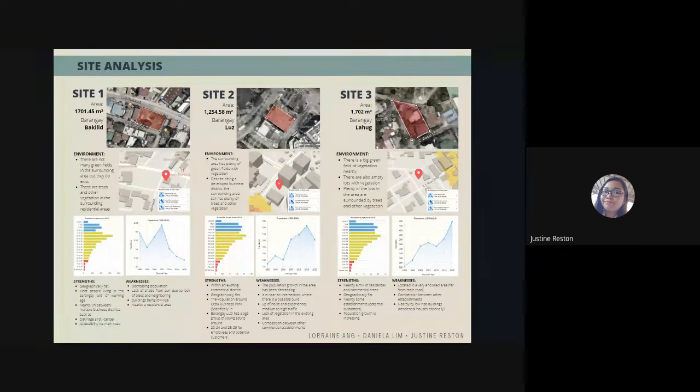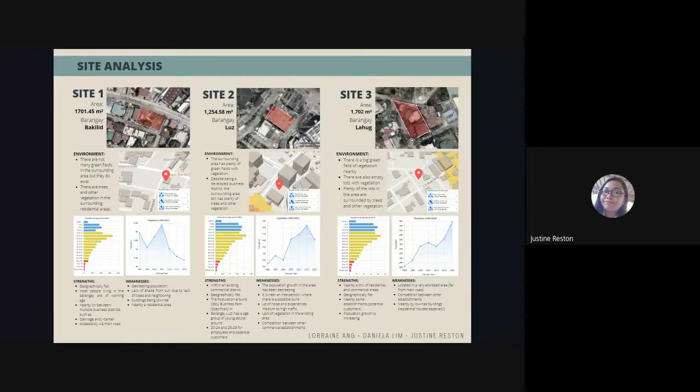For the strengths and weaknesses of Site 1, the strengths are: it's geographically flat, and most people living in the barangay are of working age, which is 24 and above. It's in between multiple business districts such as Oak Ridge and J Center, and it is accessible by the main road. However, its weaknesses are a decreasing population and a lack of shade from the sun due to the lack of trees nearby, and it's near a residential area.